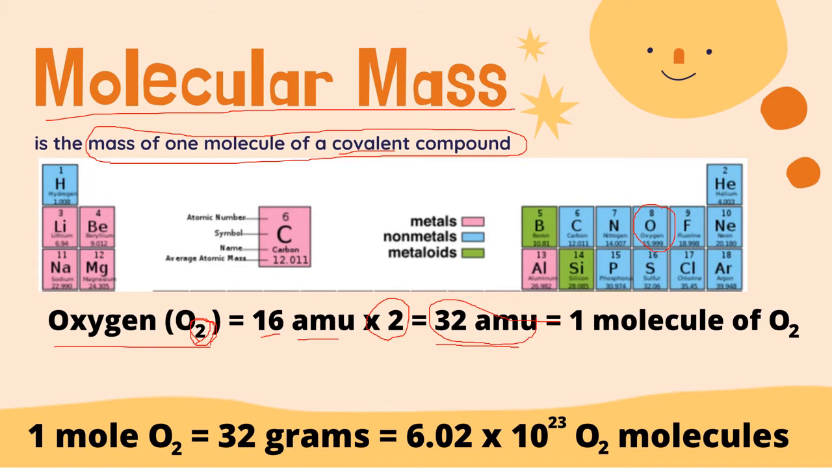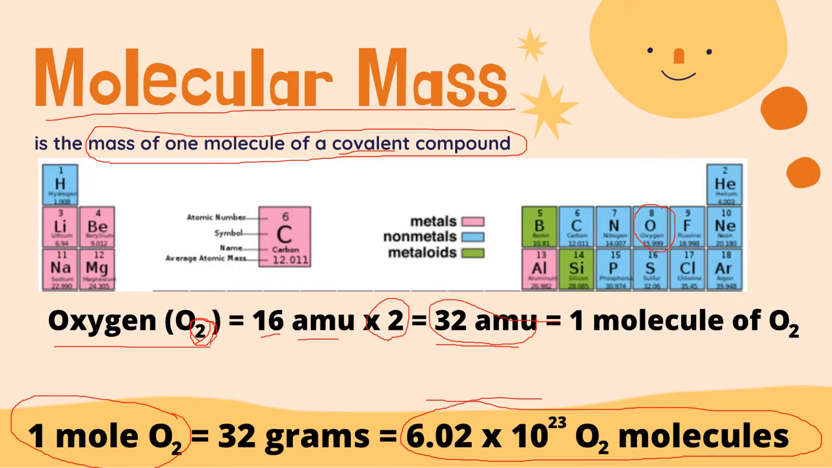1 molecule only. Now, if we wanted to get the mass of the 6.02 times 10 to the 23 oxygen molecules, or the 1 mole of oxygen, then we get to use 32 from the molecular mass, and we will be describing it as grams. So 32 grams is equivalent to 1 mole of oxygen, which is equivalent to 6.02 times 10 to the 23 oxygen molecules.